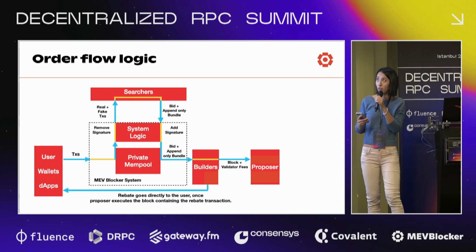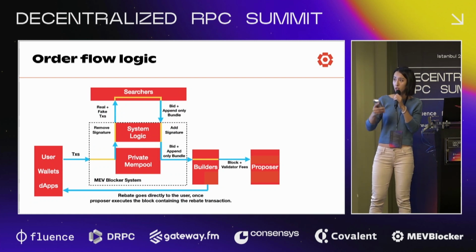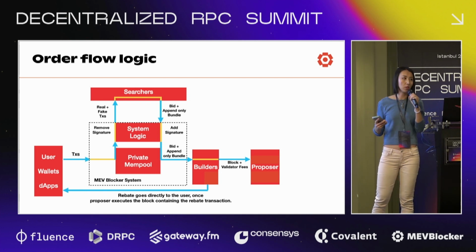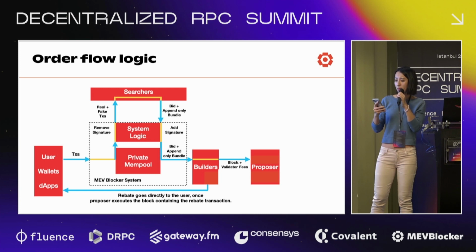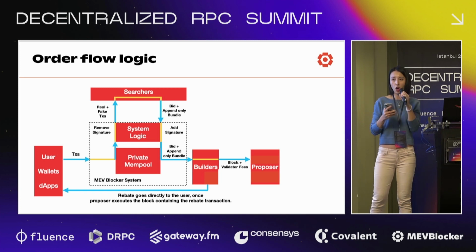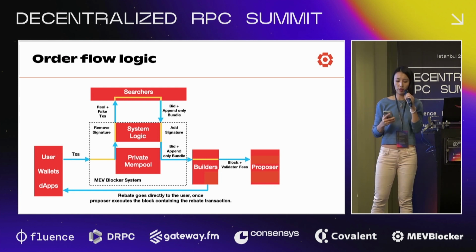Here's the order flow logic for MEV Blocker, starting from the left side. The user submits a transaction. The transaction first goes to MEV Blocker's private mempool, where MEV Blocker's system decouples the user transaction into two parts. One part is the payload, and the other part is the signature. Then the MEV Blocker system shares the user transaction information without the signature with all searchers connected in the network, along with AI-generated noise transactions for preventing probabilistic attempts by searchers to exploit the order flow.